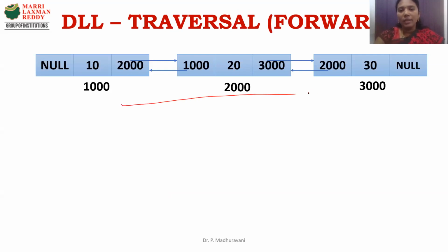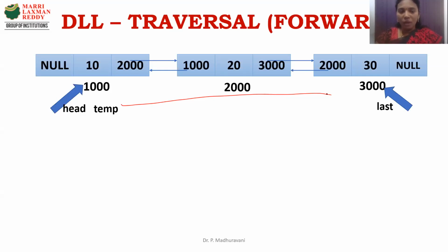Now, consider an example of a doubly linked list which has three nodes situated at 1000, 2000 and 3000. The first node we are referring to with head and the last node we are referring to with last. Here the procedure is you should not move the head pointer and the last pointer. So that kind of movement we can do with the help of a temporary pointer.